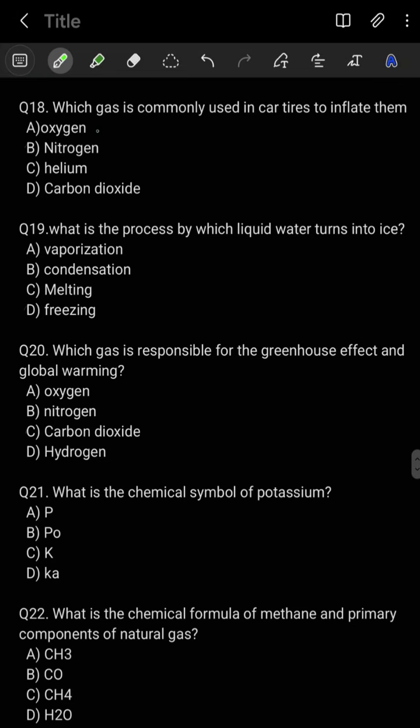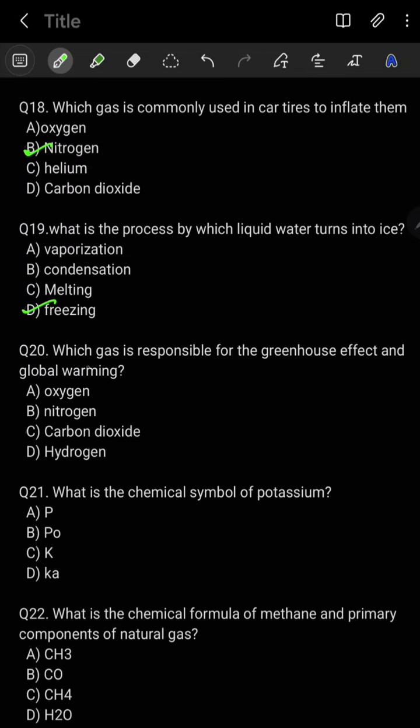Next, question number 18. Which gas is commonly used in car tires to inflate them? It is nitrogen gas. So option B is the correct option here. Question number 19. What is the process by which liquid water turns into ice? It is freezing. So option D is the correct option here.